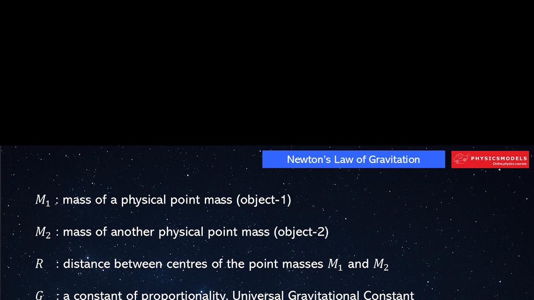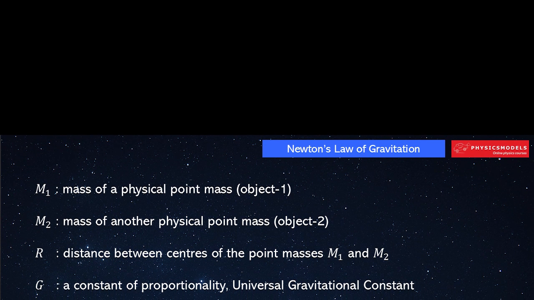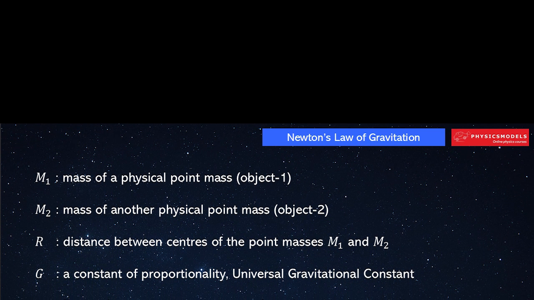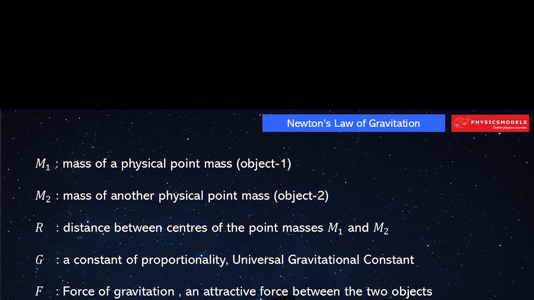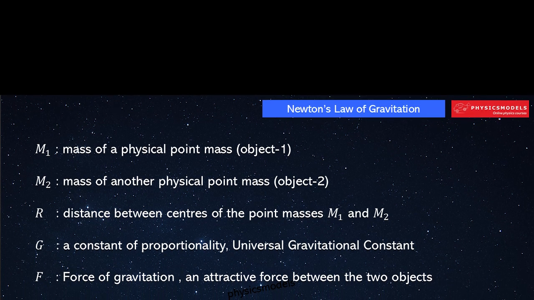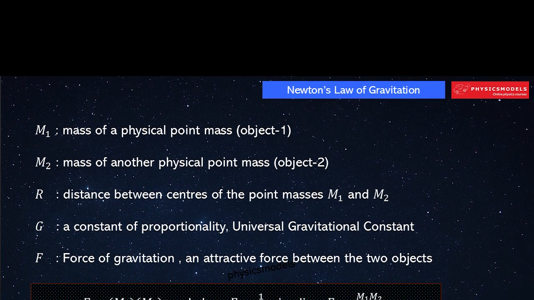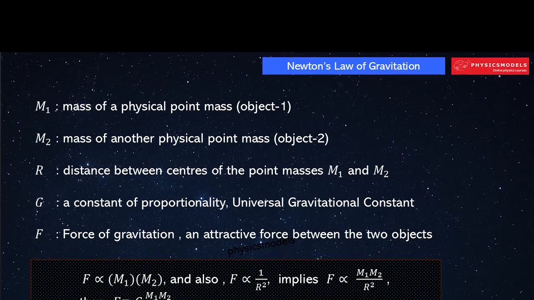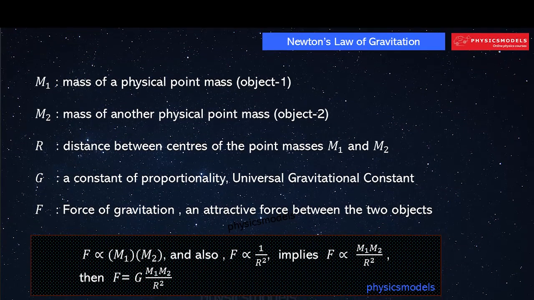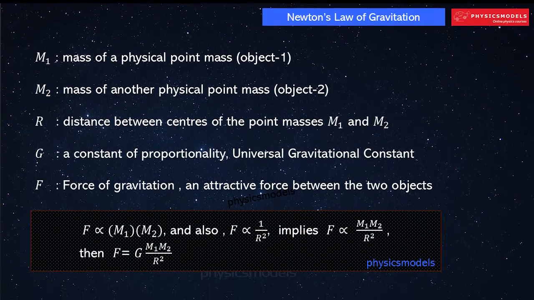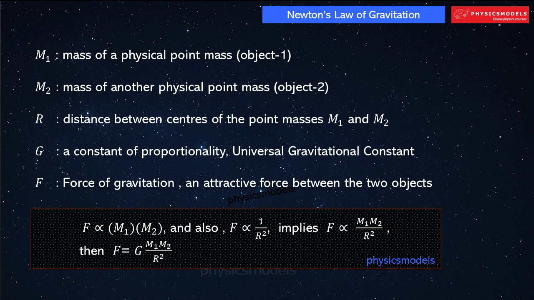m1 is the mass of object 1, in this case asteroid. m2, the mass of the second object, in this case moon. R is the distance between the center of asteroid and center of the moon, not between their edges.